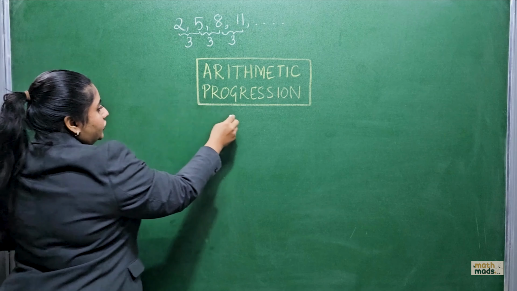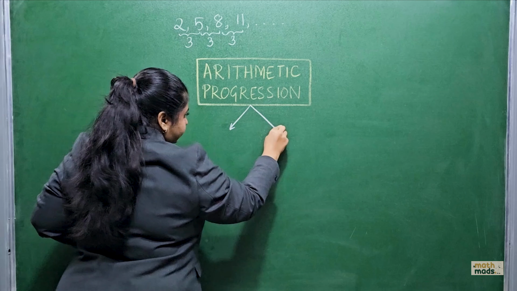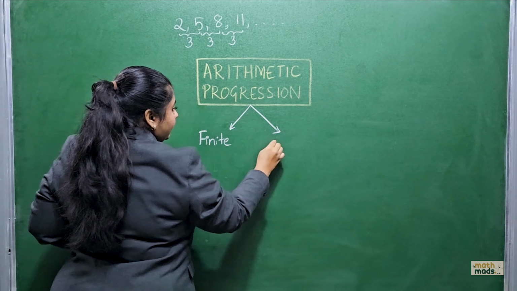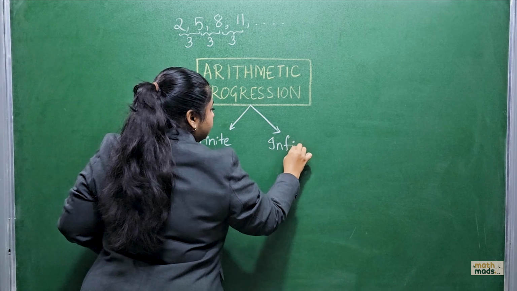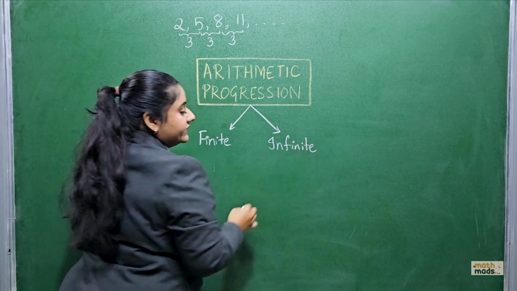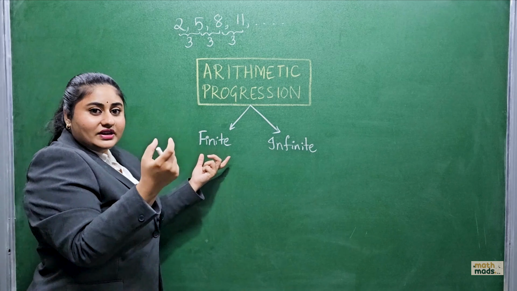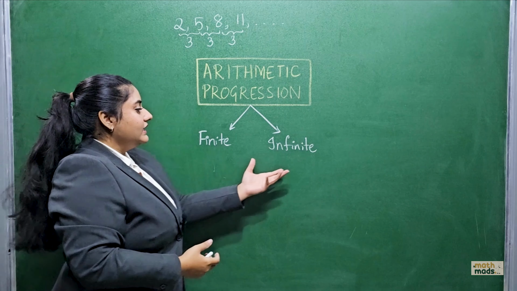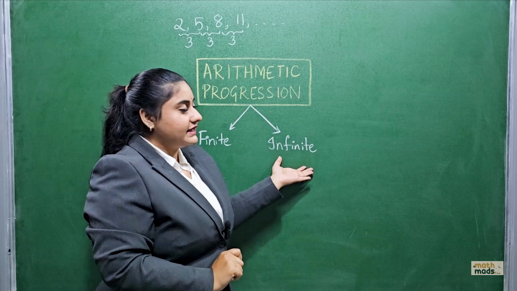Okay. So there are two types of arithmetic progression. One is finite and the other is infinite. By the name itself, you can figure out what is finite and infinite. If I have a fixed number of terms, let's say 10 terms or 20 terms, then it is finite. If I have an infinite number of terms, then it is infinite.